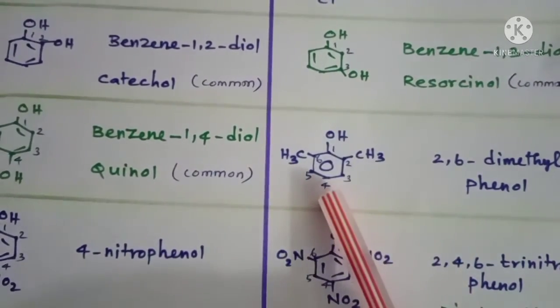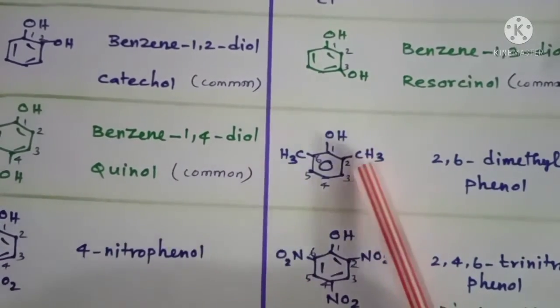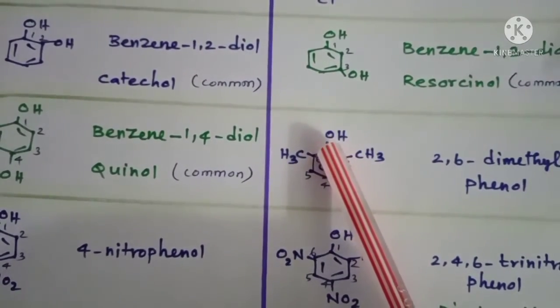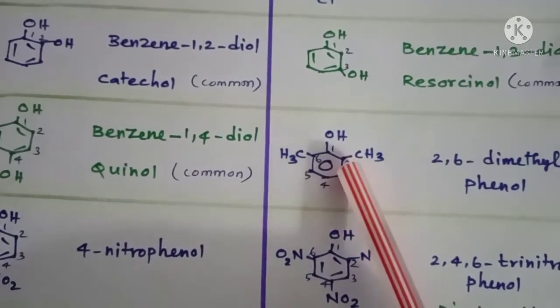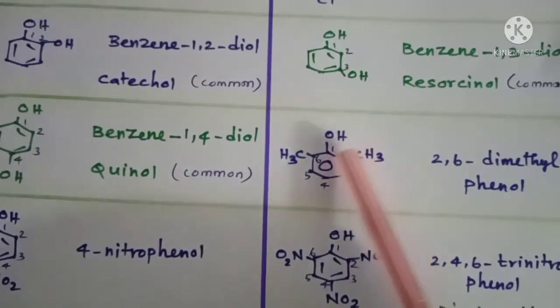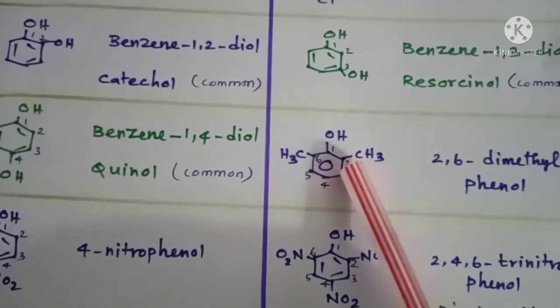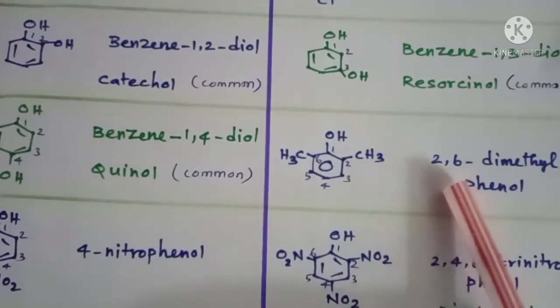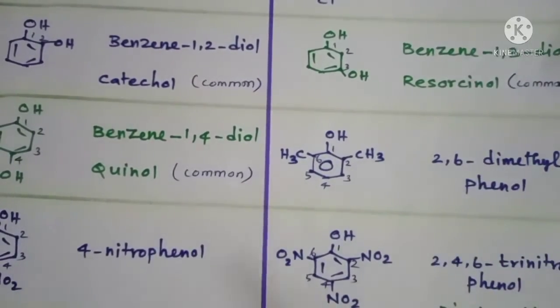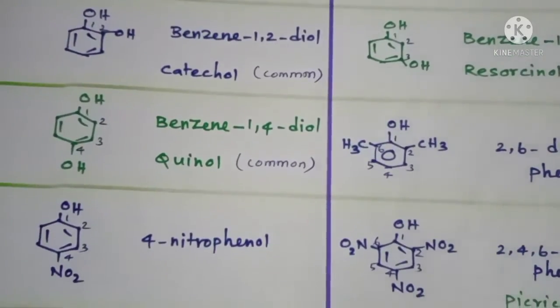So this has a benzene ring with OH, a phenolic compound with a 2-methyl substituent. While numbering, I start from here, so that the methyl carbons are getting numbers 2 and 6, isn't it? So this is dimethylphenol actually. Methyl groups are at carbon numbers 2 and 6, so that is called 2,6-dimethylphenol. So the IUPAC name of this compound is what? 2,6-dimethylphenol. Okay, right.